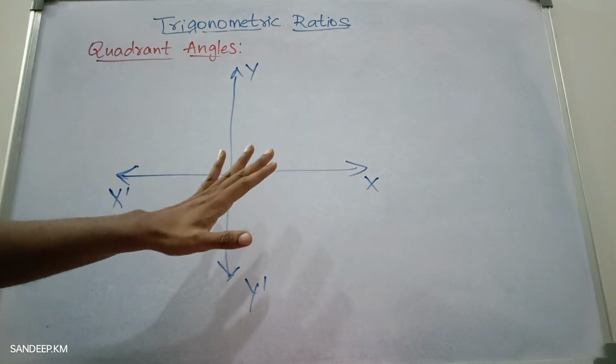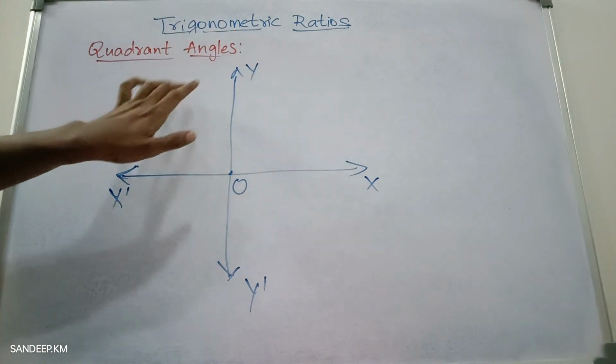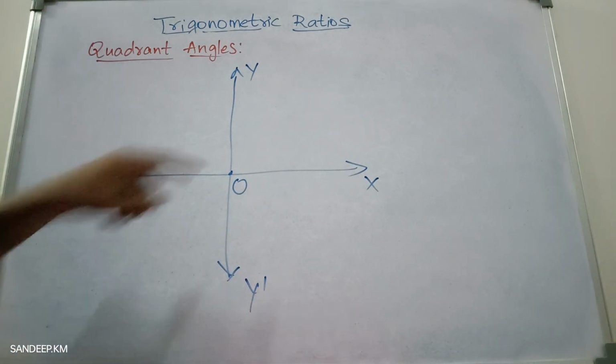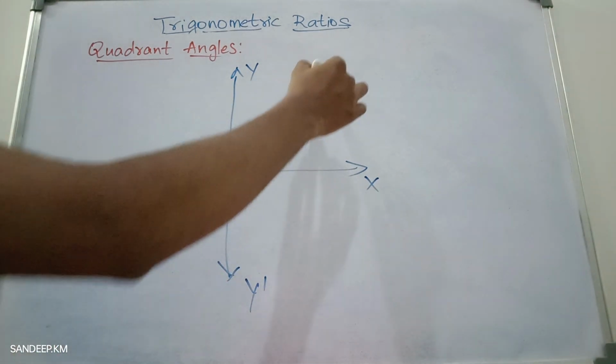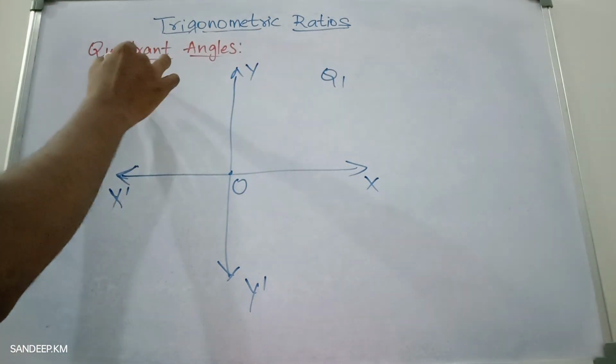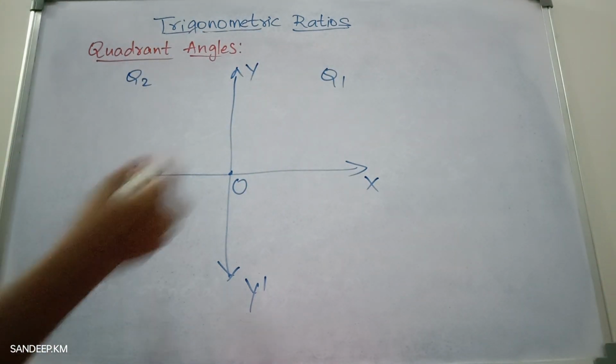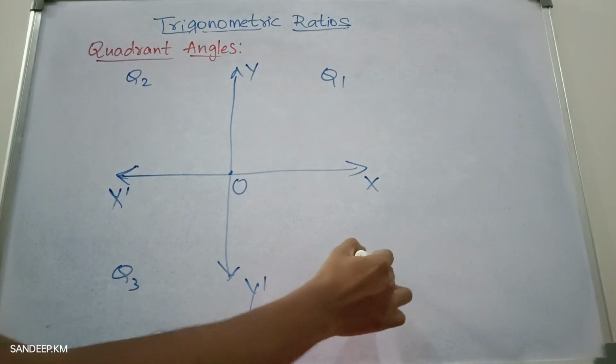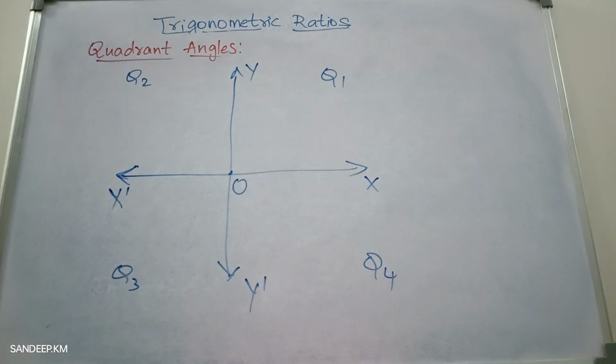The coordinate axes divide the plane into 4 equal parts. Each part is called a quadrant. This is the first quadrant, and next this is the second quadrant. We are traveling anti-clockwise. Then this is the third quadrant and this is the fourth quadrant. You know about quadrants already; you have learned it in coordinate geometry in your school time.